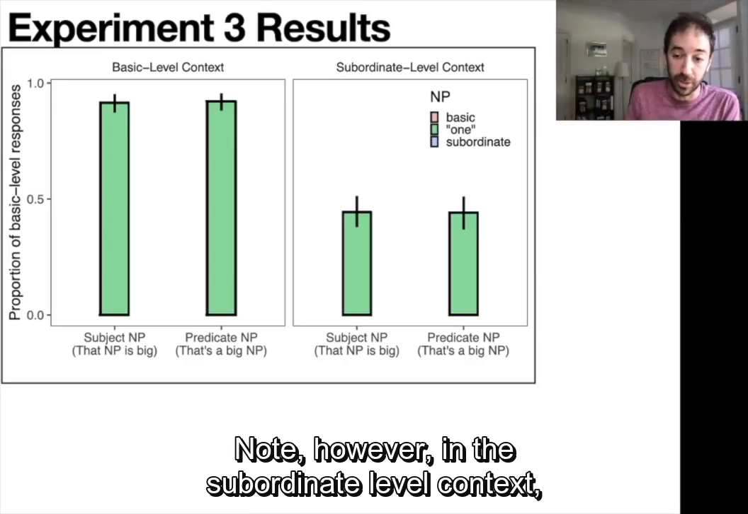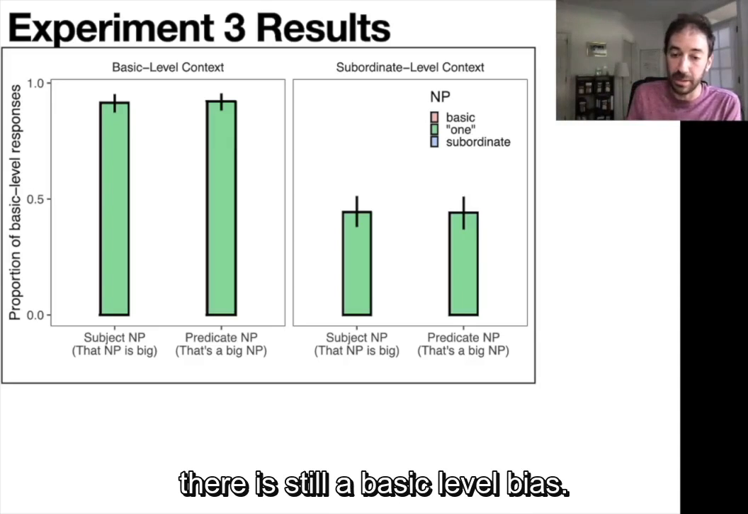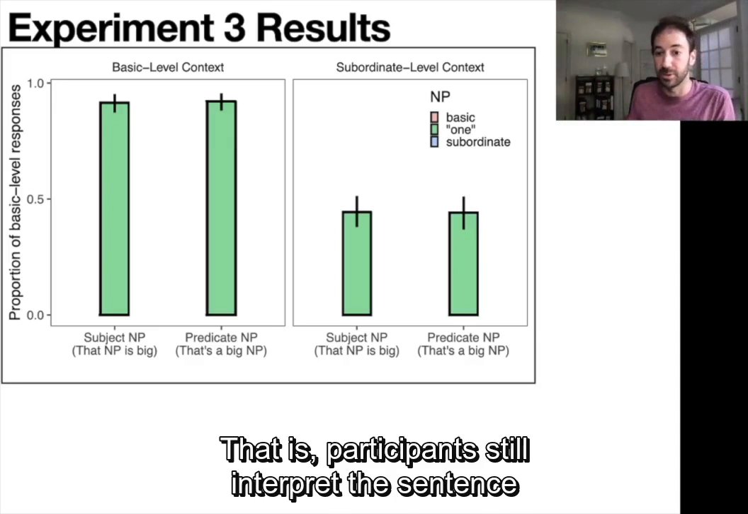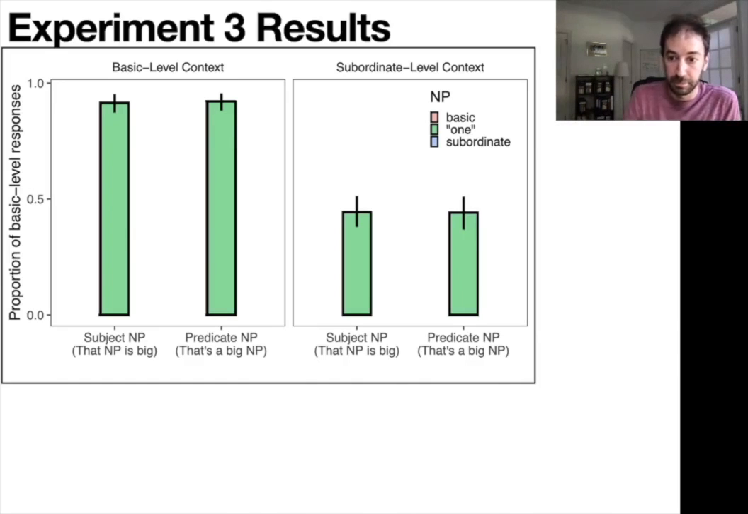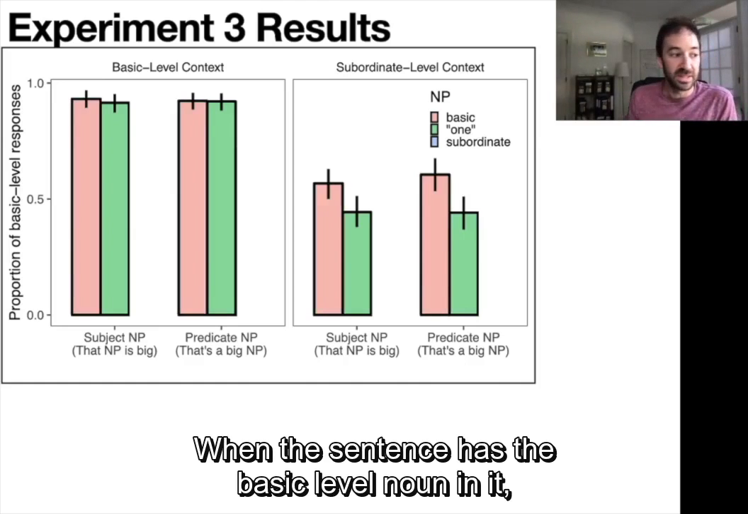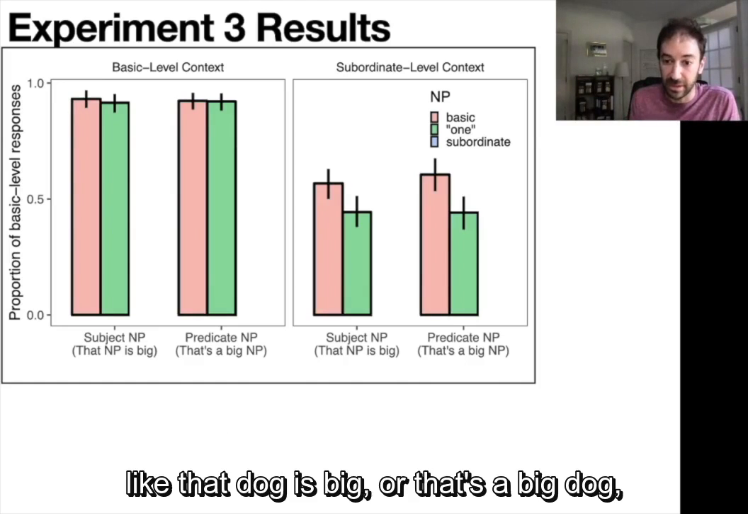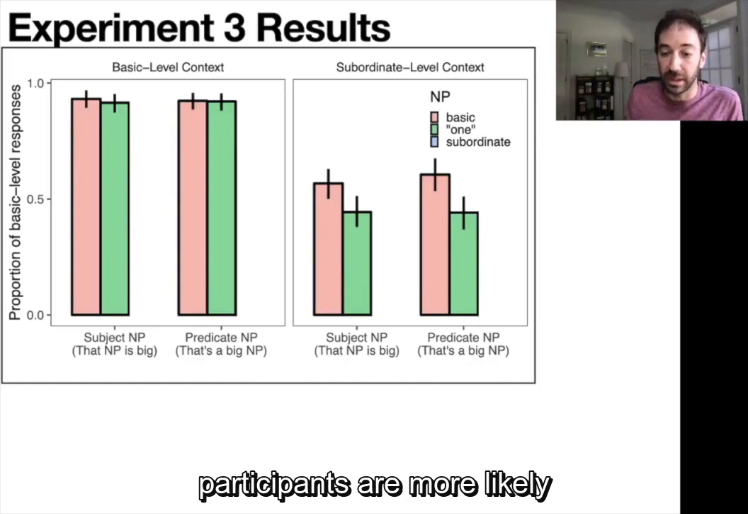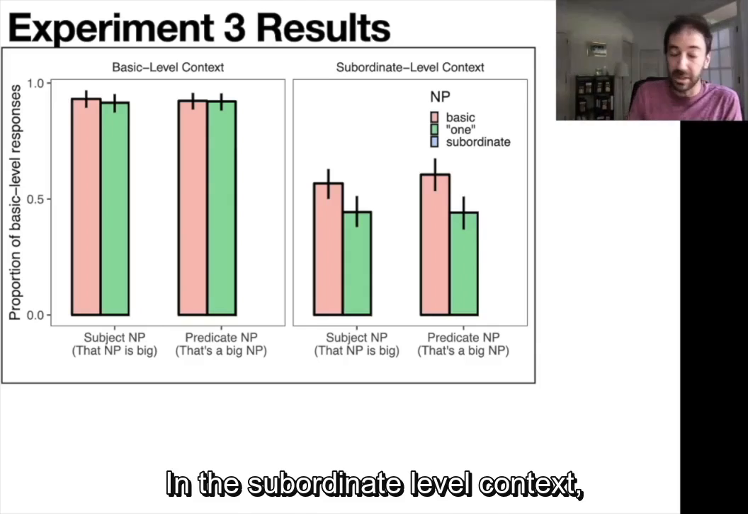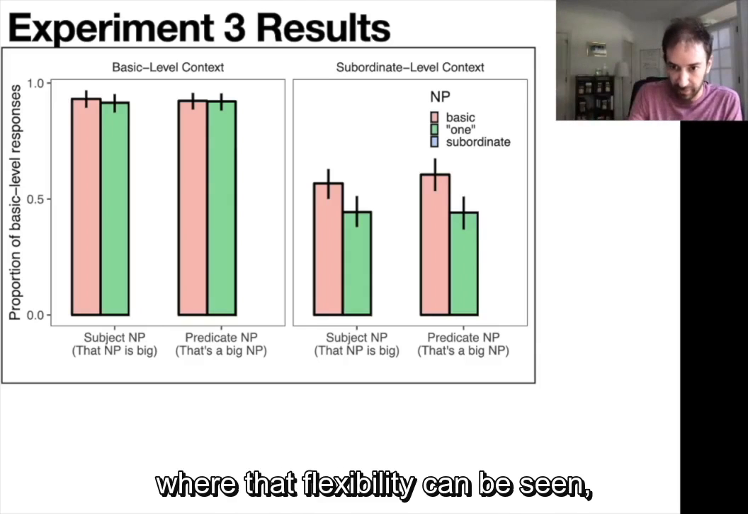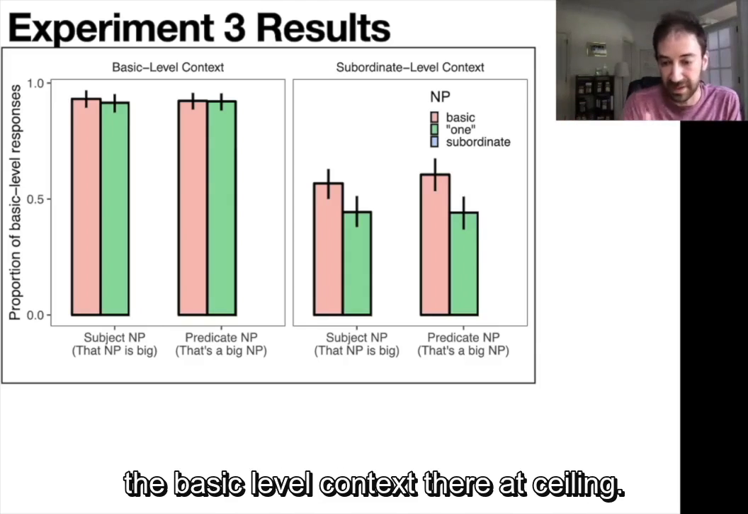Note, however, in the subordinate level context, there is still a basic level bias. That is, participants still interpret the sentence as meaning it's big relative to other dogs. When the sentence has the basic level noun in it, like that dog is big or that's a big dog, participants are more likely to infer the comparison class to be dogs. In the subordinate level context, where the flexibility can be seen, in the basic level context, they're at ceiling.